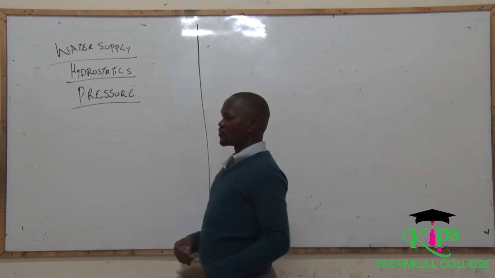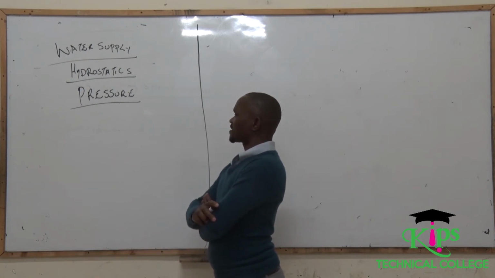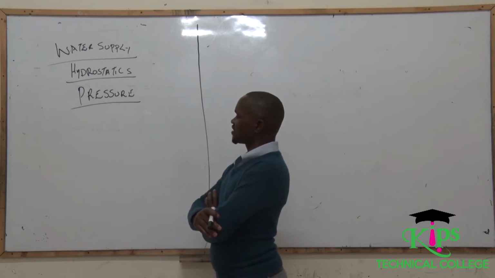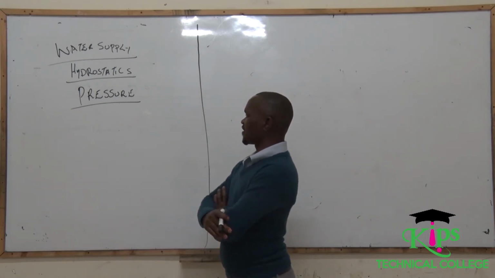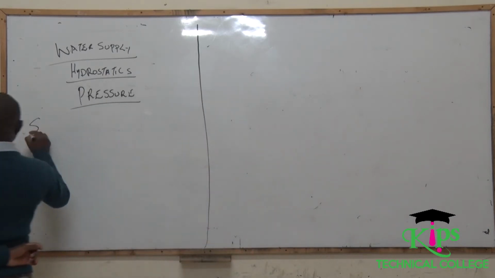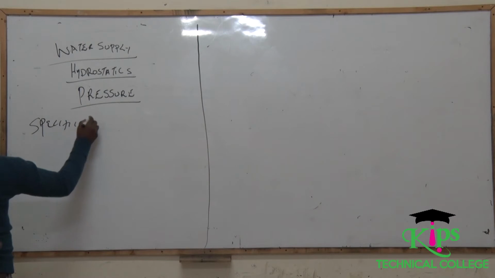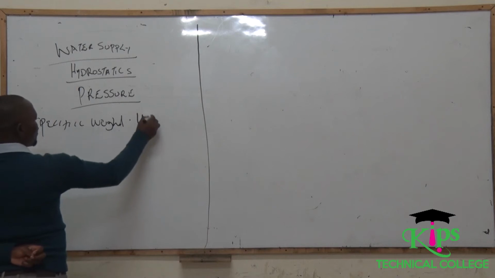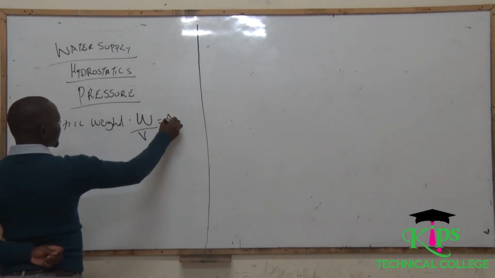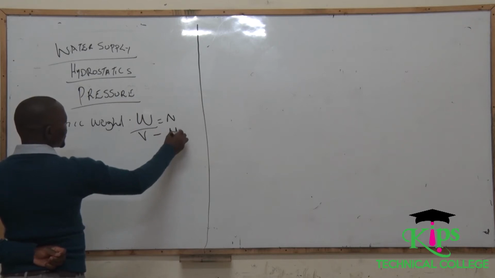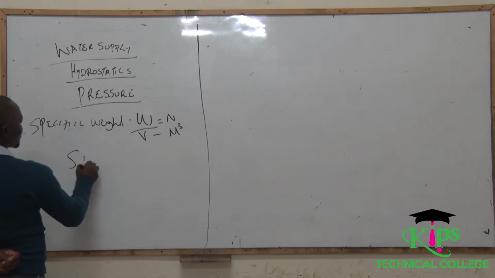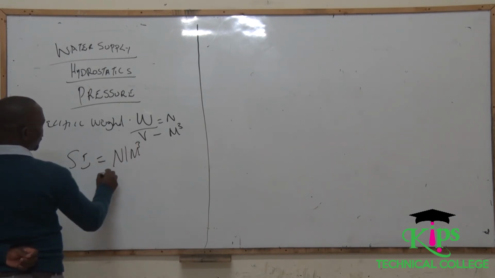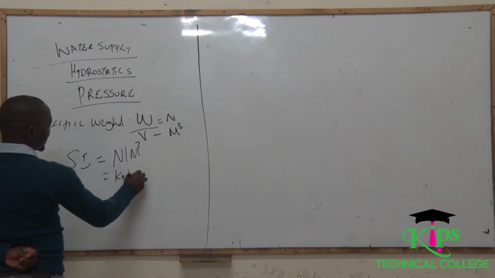The unit weight, or specific weight, of a substance is the weight over its volume. Specific weight is the ratio of weight over volume, where weight is measured in Newtons and volume is measured in cubic meters. Therefore, the SI unit of specific weight is Newton per meter cubed, or kilonewton per meter cubed.